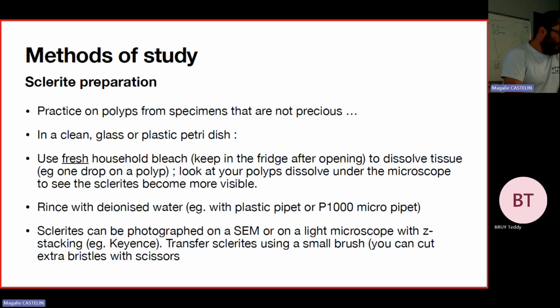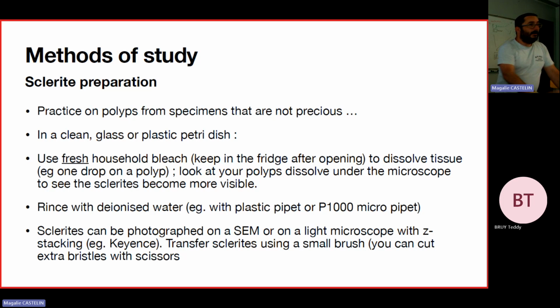Then you rinse it with deionized water. I use a simple plastic pipette, but you can use a micropipette, a P1000 pipette, to rinse it. And then your sclerites can be prepared. Usually what people do is SEM, scanning electron microscopy, to photograph the sclerites. But I and other people have used light microscopy as well, but with Z stacking.